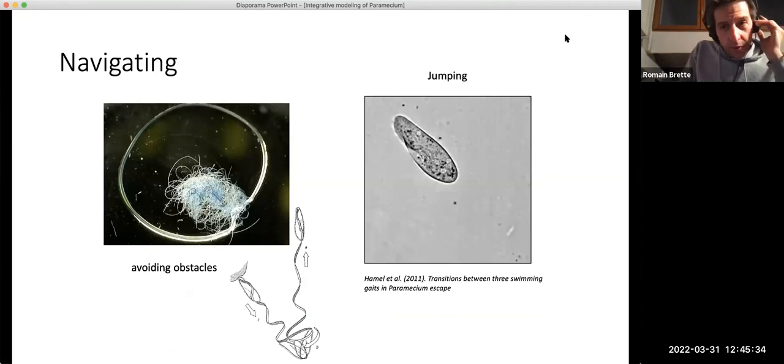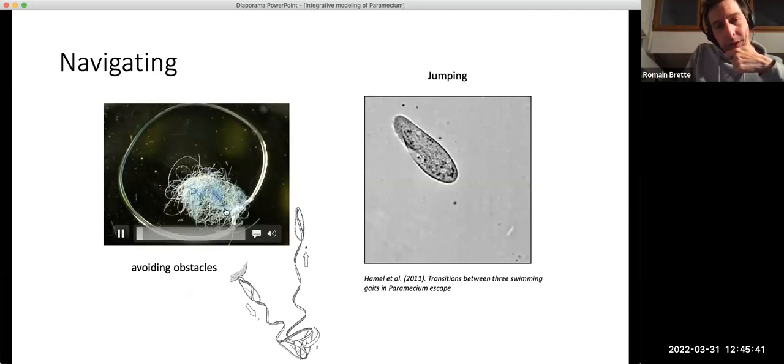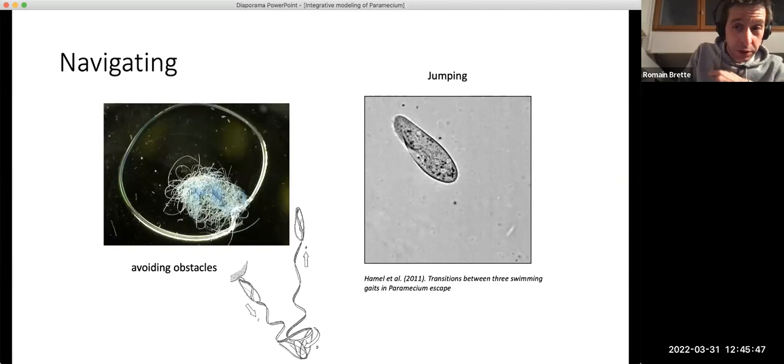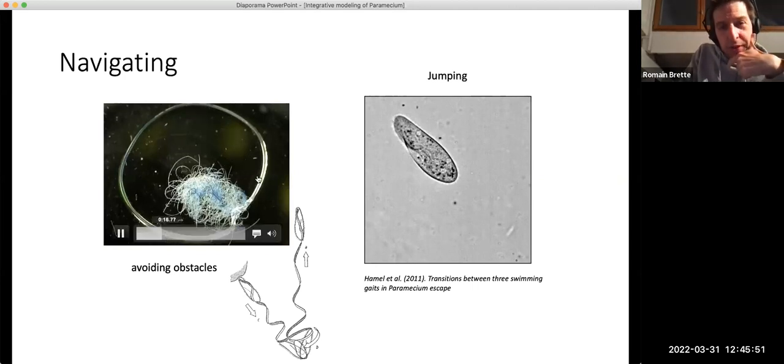All right, and then it's also mechanically sensitive. So here you see paramecia that are bumping against a piece of my jumper. So you have fibers here, and if you pay attention, you will see avoiding reactions against those fibers. So it's very mechanically sensitive, as you can see. So it does those avoiding reactions. It can also kind of jump.